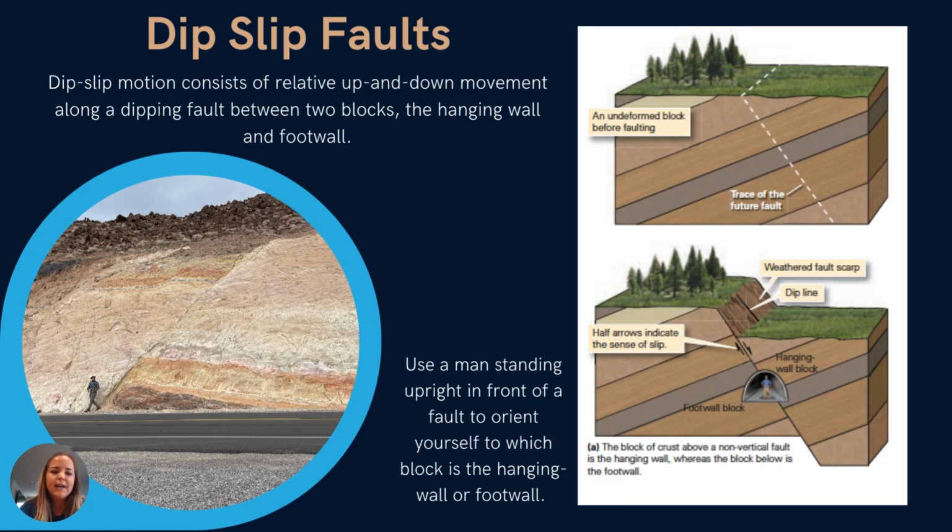all of our faults. I call him Homer. You can name him whatever you'd like. We'll see him pop up a couple times throughout this video. But he stands in front of the faults, and wherever his head is the hanging wall block, and wherever his feet is the footwall block. Okay, so because we can orient ourselves using the hanging wall block and the footwall block, then we can talk about which one is moving up and which one is moving down.